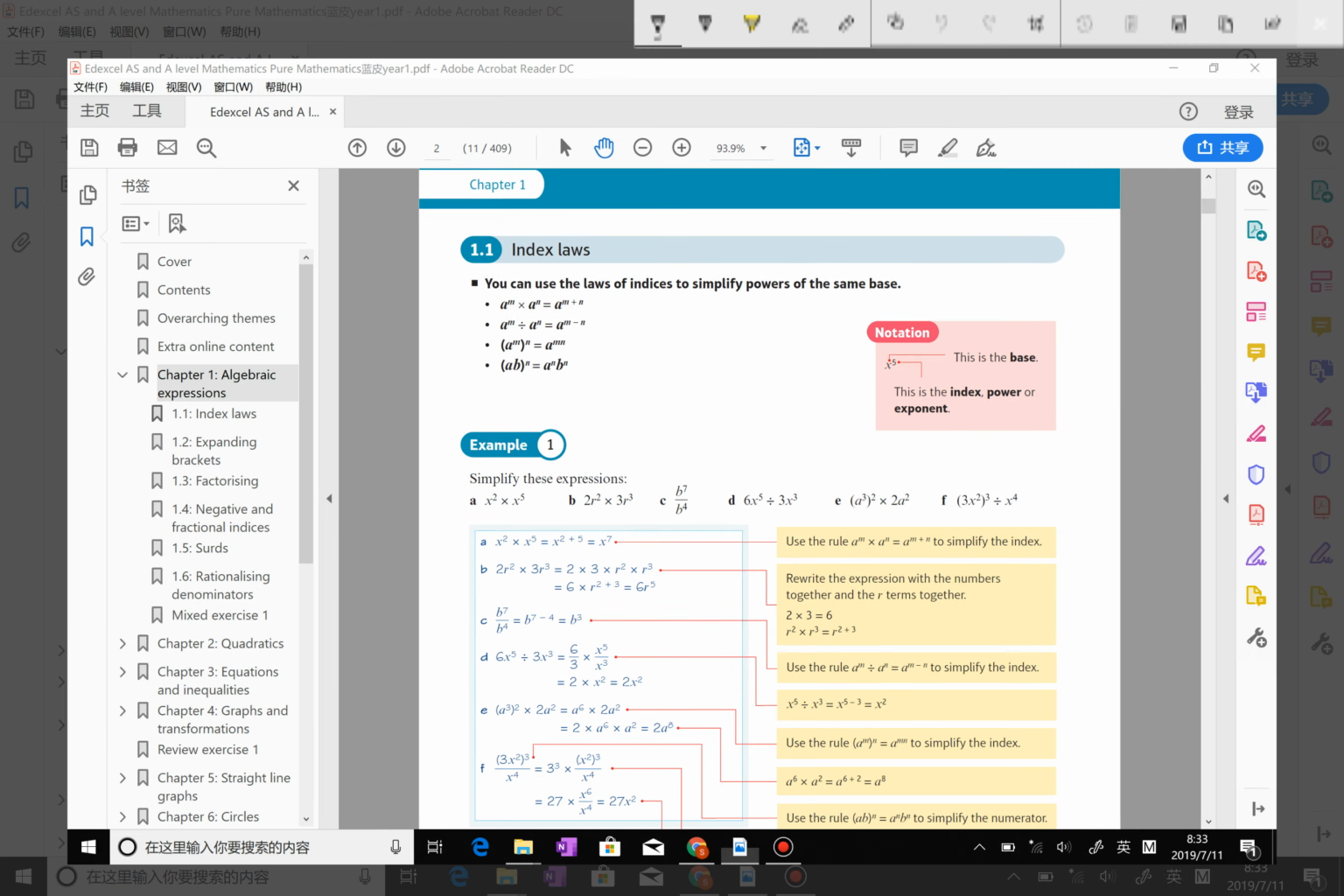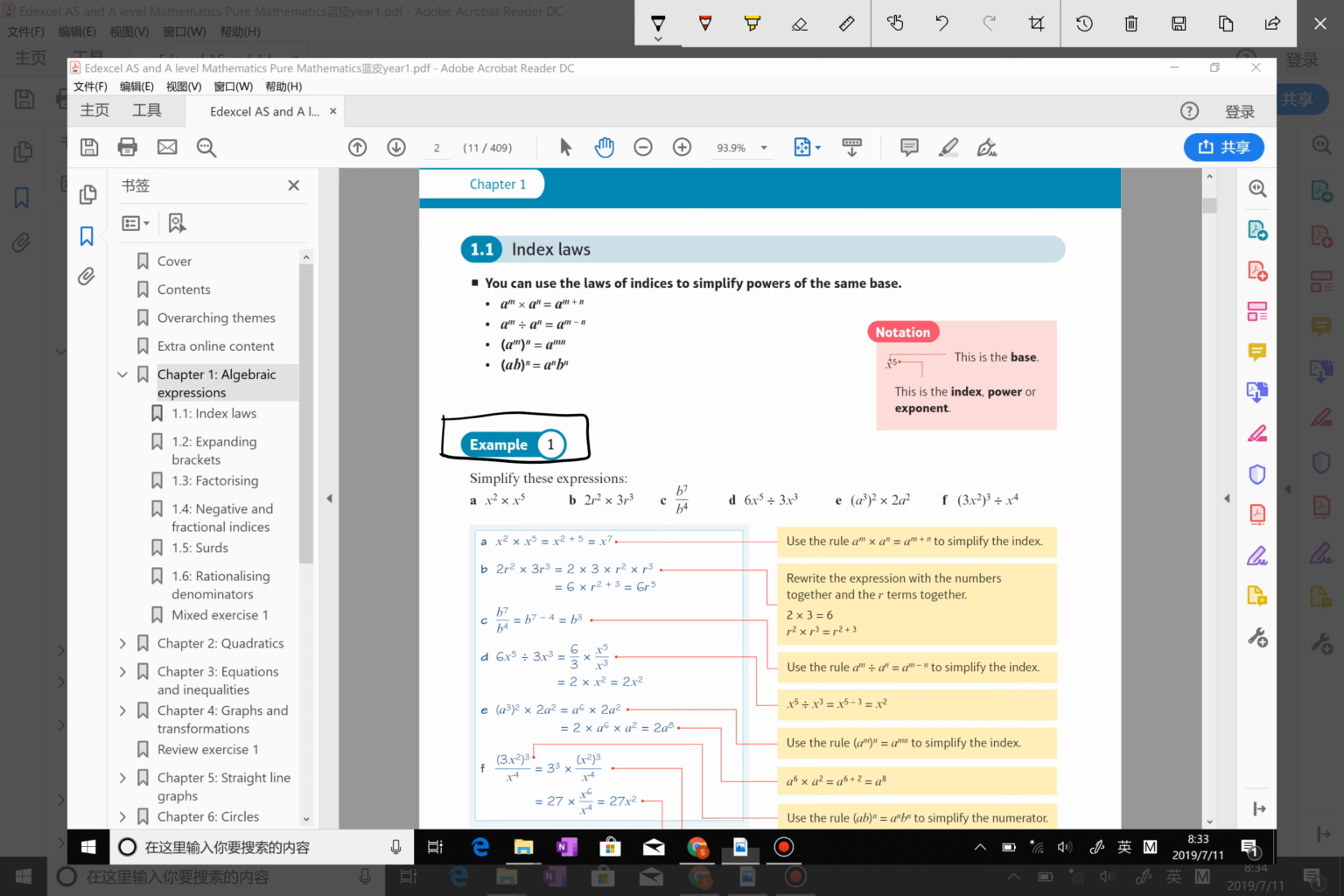They are simply more like exponential functions. If you have a power to m times a power to n, you have a power to m plus n. For division, you just convert it into minus. If you have a power to m, then power to n, it equals a power to m times n. And the last one: a b bracket, then power to n, equals a power to n times b power to n. So let's look at example 1.